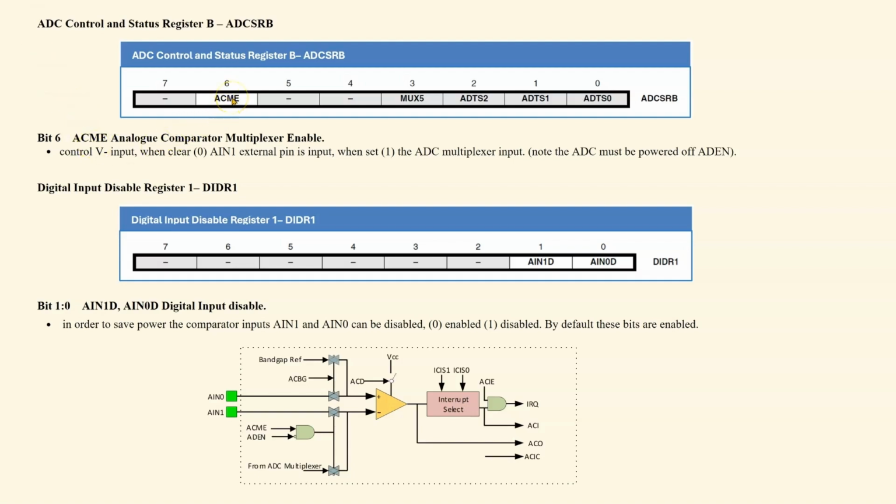So bit 6 of the ADC control and status register is used to control the V minus input. When it's cleared, then the external pin, AIN1, will be input to the comparator. When set, the output of the ADC multiplexer will be input into the comparator. And note that the ADC must be powered off for that selection. And finally, we have the digital input disable registers. This is used to save power if you're not using the comparator.